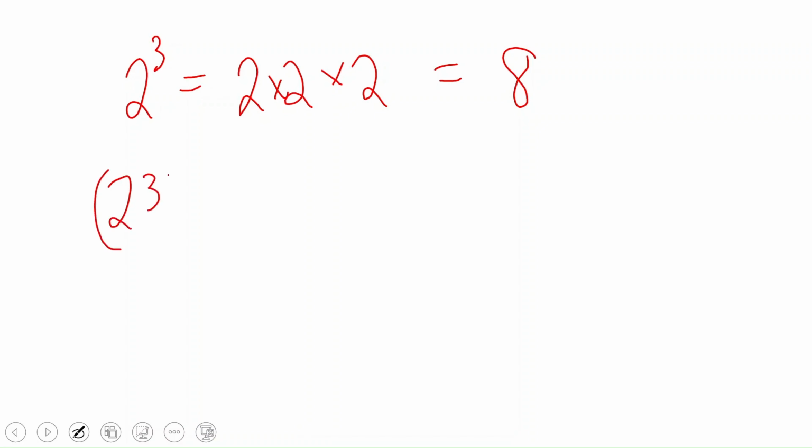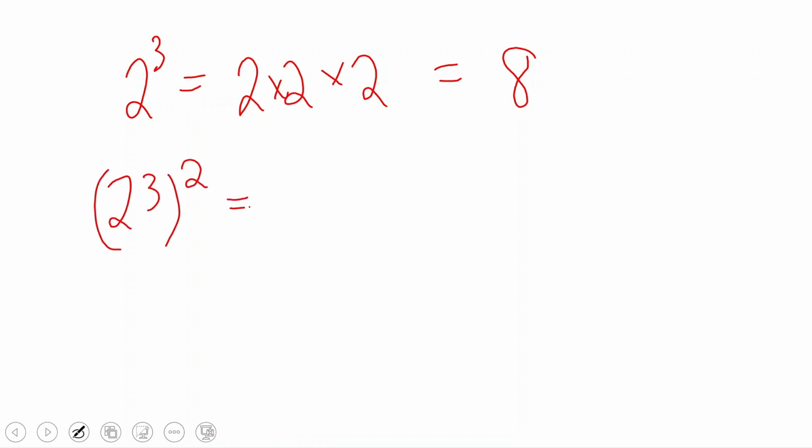So if you have 2 to the power 3, that basically means 2 multiplied with itself 3 times. So this will end up being 2 times 2 times 2, which is 8.